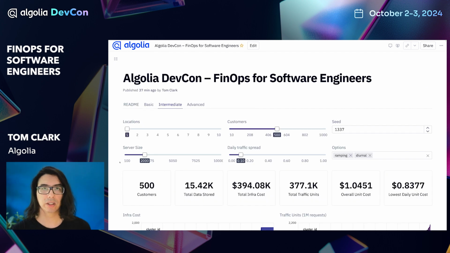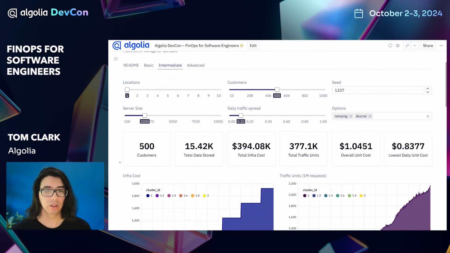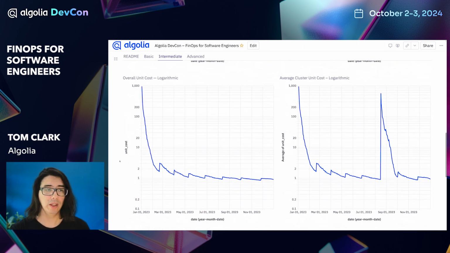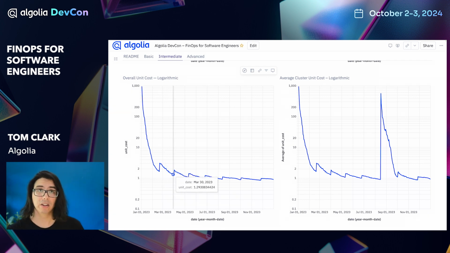Now let's look at a more advanced analysis here. So we have the same set of data. We're looking at 500 customers, one location. If we view the unit cost data as a logarithmic, we can start to see some behavior even when it's very low. So here, this looks like every time we scale up, our unit costs jump up, and then it takes some amount of time to stabilize. Again, similar to what we saw when we added a new cluster.